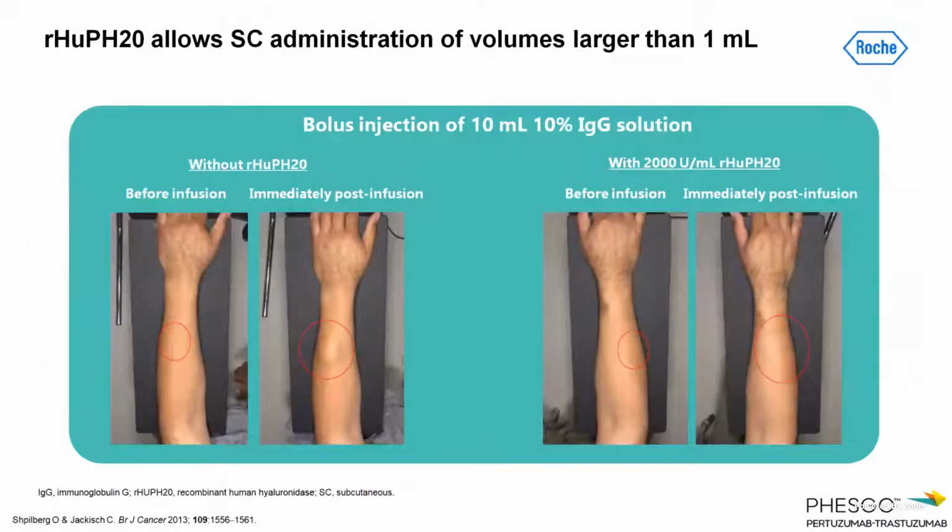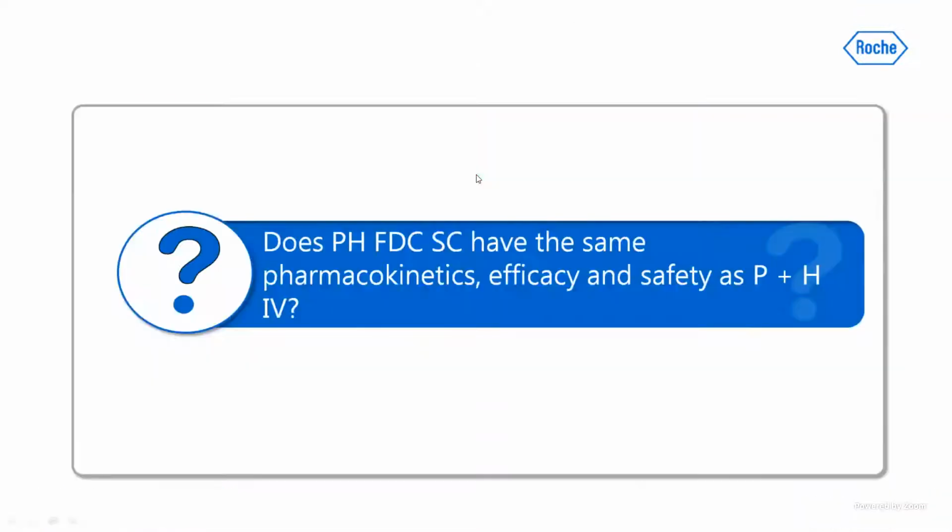So for example, if you look at a patient who has not got hyaluronidase, you can see that it forms a large bleb if you try to give 10 ml of solution into the subcutaneous space. Well, same is not true if you are giving the hyaluronidase. So you can see that there is a small swelling, but you don't generally get a bleb or pain or difficulty in injecting into the local site.